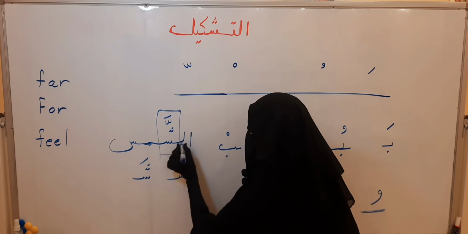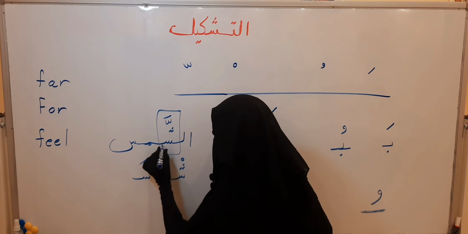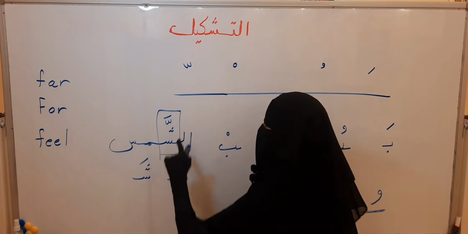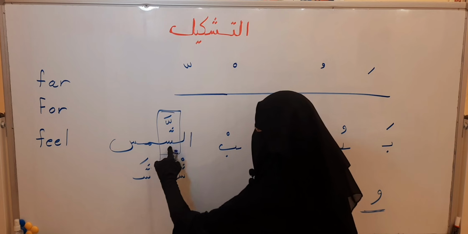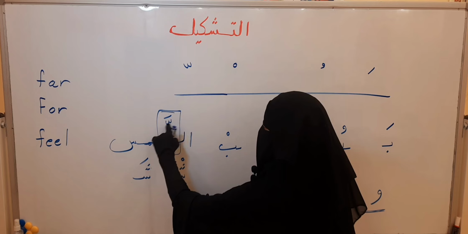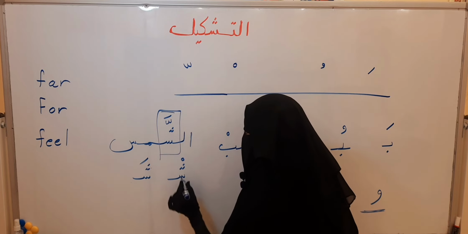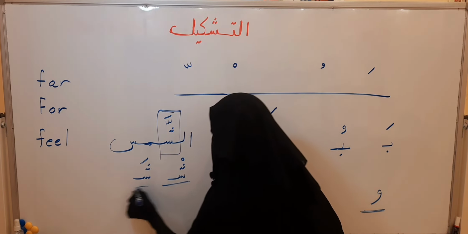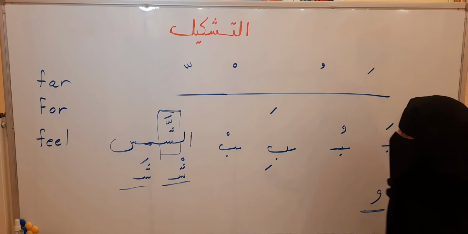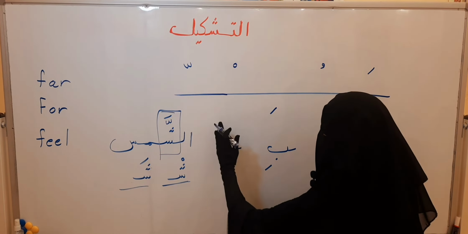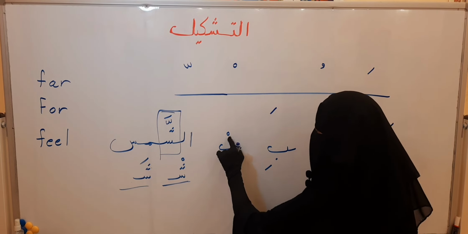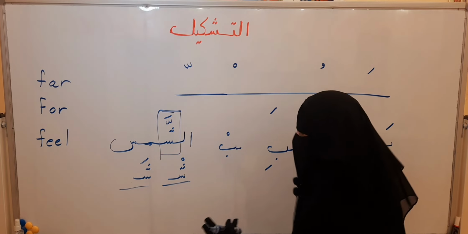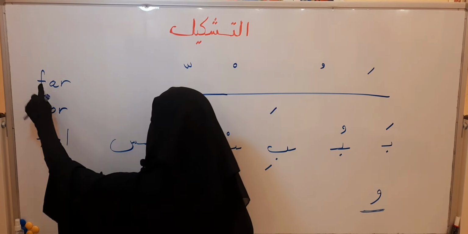Al-shams. When we have al-shadda here, it means that the letter under it means two letters, one of them consonant, one of them has one of these shapes. Of course, without the consonant. Sukoon means consonant. Like that, you see.